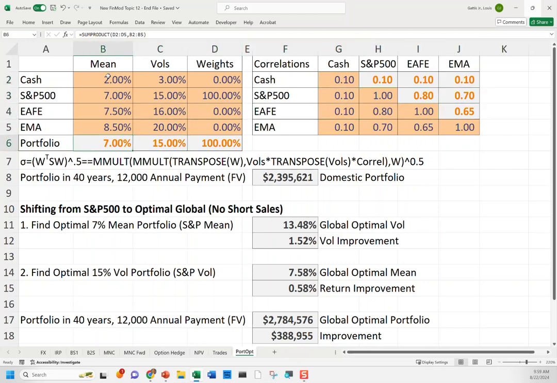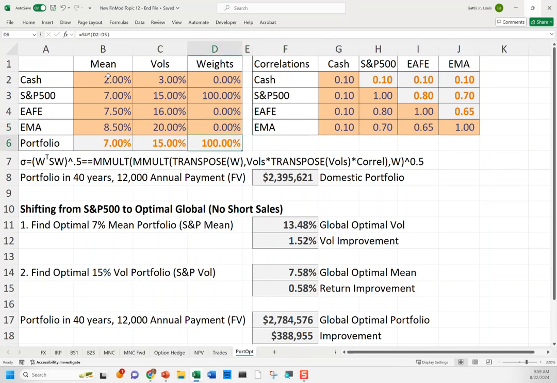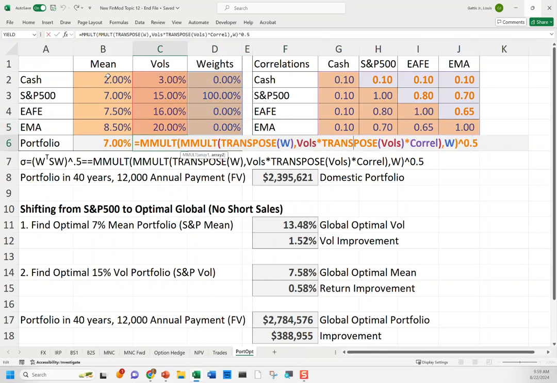What you see here is the portfolio mean, the sumproduct of the weights and the means, and the portfolio volatility, MMULT transpose W S W to the 1/2 power, where W is the vector of weights and S is the covariance matrix. However, you also see that I didn't actually create a covariance matrix separately. I took a shortcut, creating it here using vols times transpose vols times the correlation matrix. And you can see you do get the portfolio volatility of 15%.